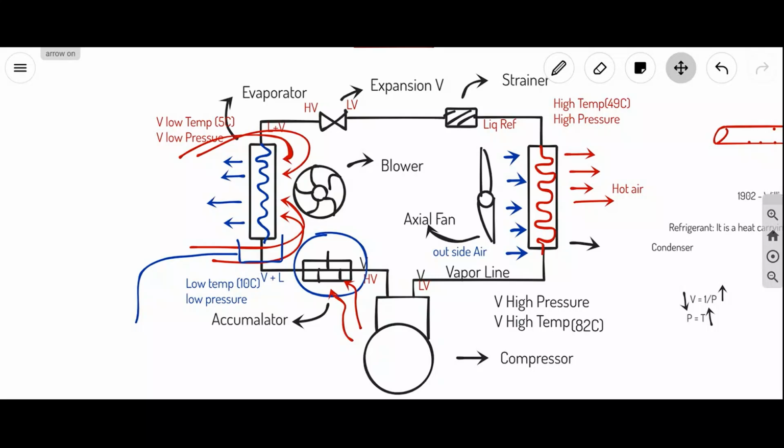Because there are 3 cycles in HVAC system: the refrigeration cycle, condenser water cycle, air cycle. That's why. We use refrigerant. That's why it is called refrigeration cycle. Yes. Do you have any other reason?